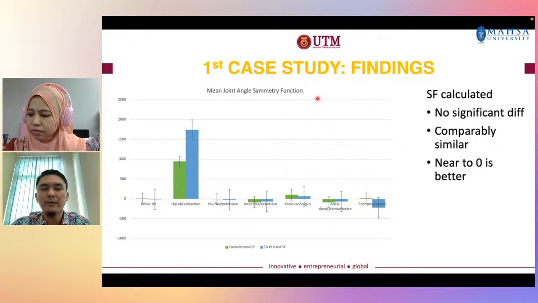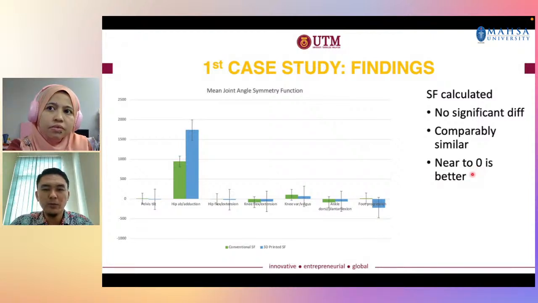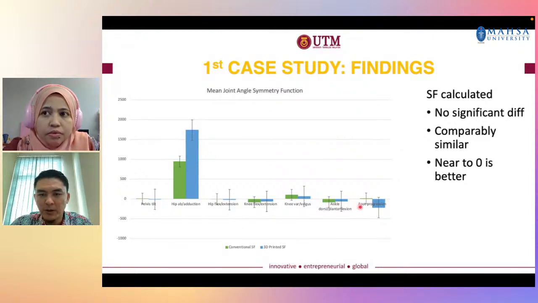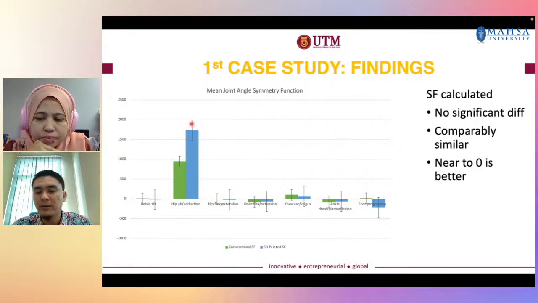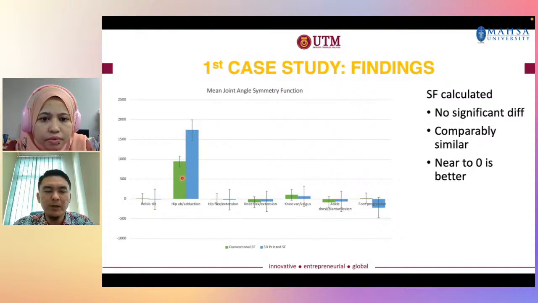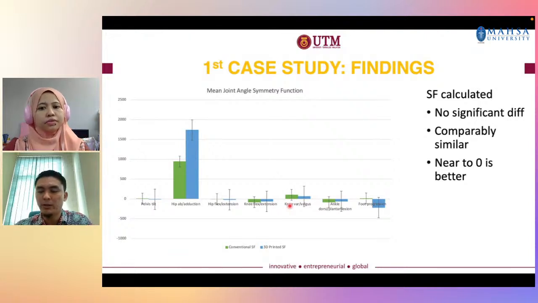How to define where it is good and where it is not good is based on the value itself. Near to zero is better. Most of the elements here, pelvic tilt, hip flexion, knee flexion, knee valgus and varus, ankle dorsiflexion and plantar flexion, and foot progression, are almost zero. But except this one, hip abduction and adduction, maybe some problem happens during the walking condition and so on. We have to identify that later, based on our design. But comparing the conventional, which is the green color, and the 3D printed, which is the blue color, for the other parameters there is no significant difference. So we can say that the 3D printed prosthetic leg is also useful, also beneficial to the patient.